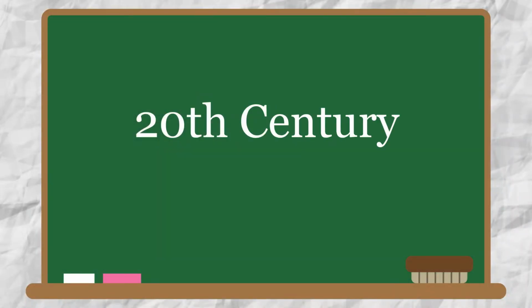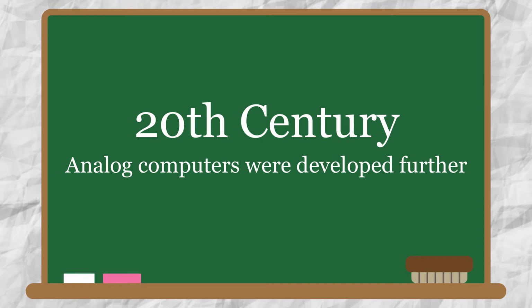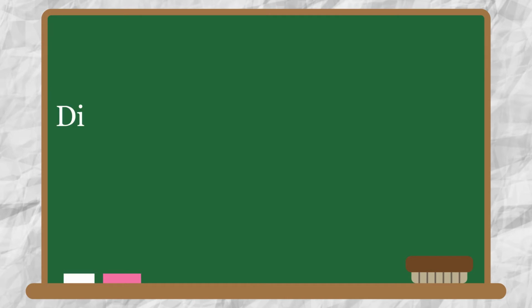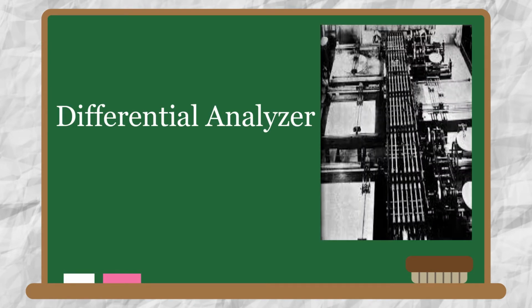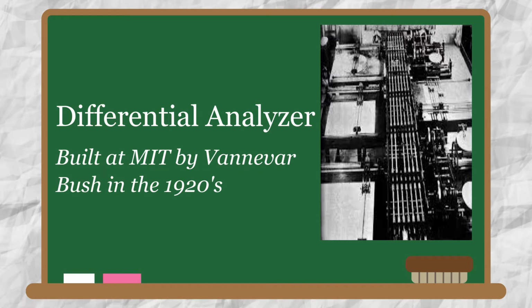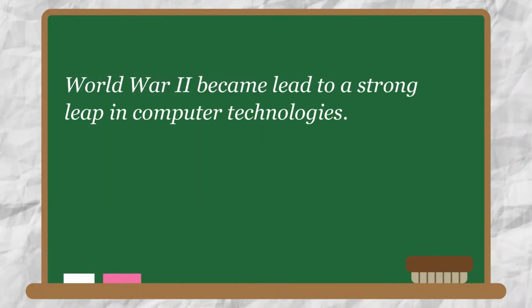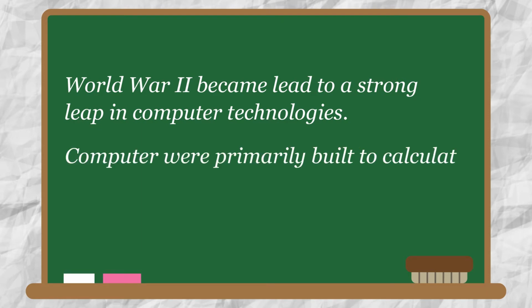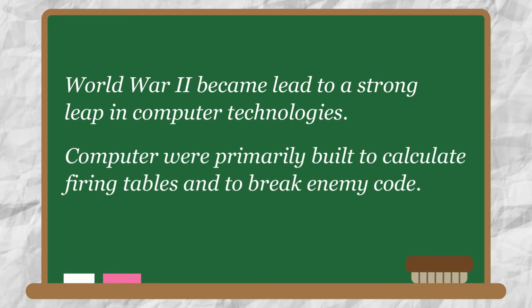In the 20th century, analog computers were developed further as they were put to work to solve complex mathematical problems. The differential analyzer is the most famous example of this and was built at MIT by Vannevar Bush in the 1920s. World War II led to a strong leap in computer technology as nations tried to gain the upper hand over their adversaries. Computers were primarily built to calculate firing tables, to improve artillery accuracy, and to break enemy code to gain valuable intelligence.